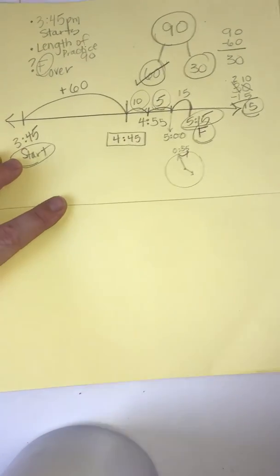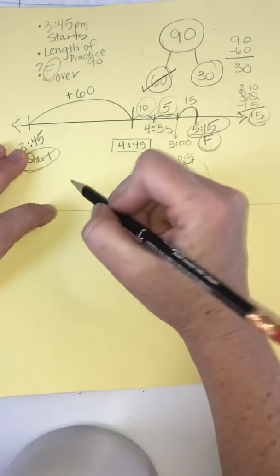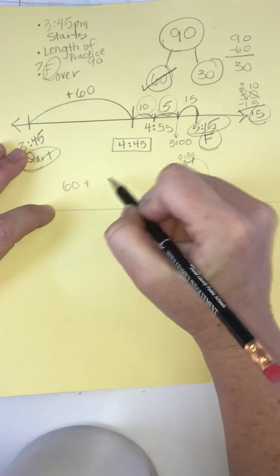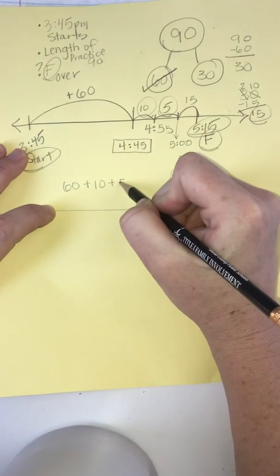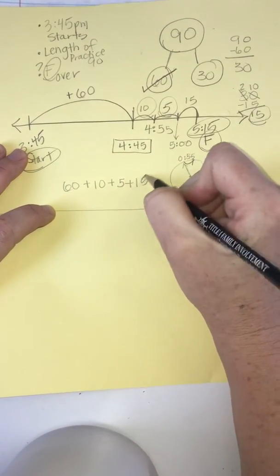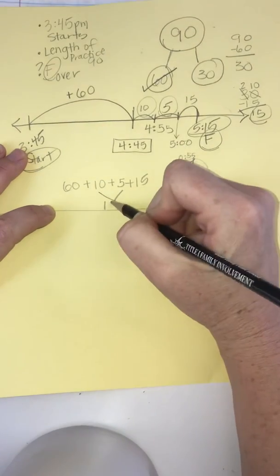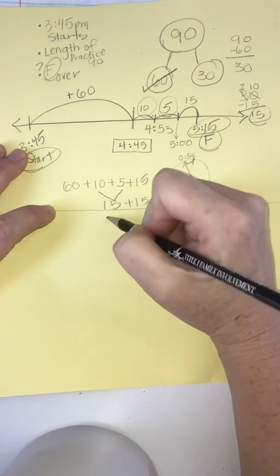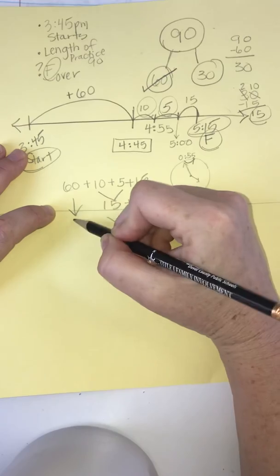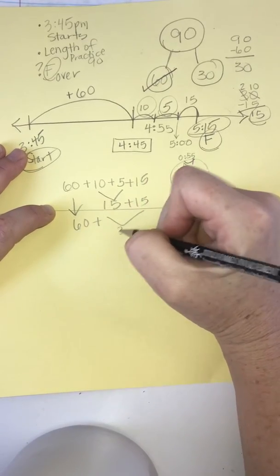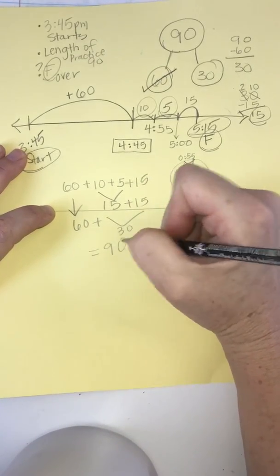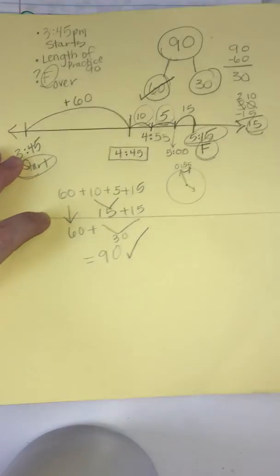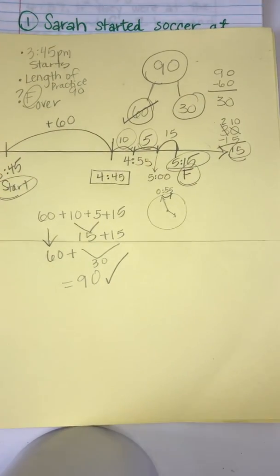So one strategy to check our work would be to add the jumps we did on the number line, 60 plus 10 plus 5 plus 15. So let's make some friendly numbers. Did we get to the correct amount of jumps? Yes, 90. All right, that's one type of problem.